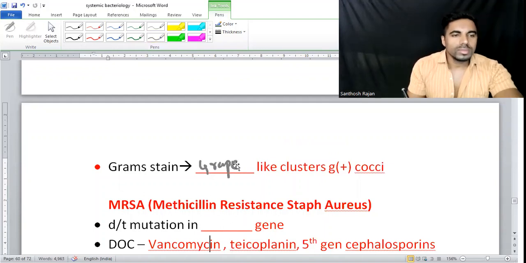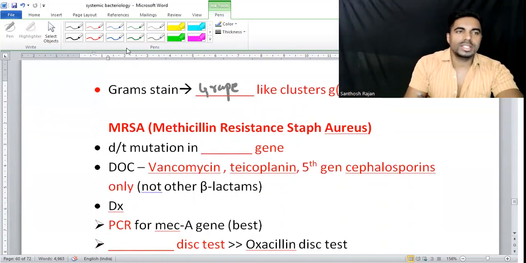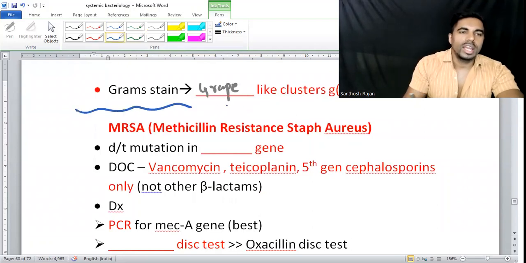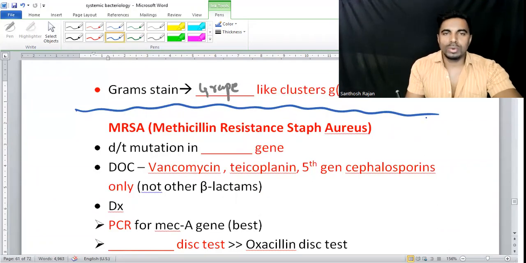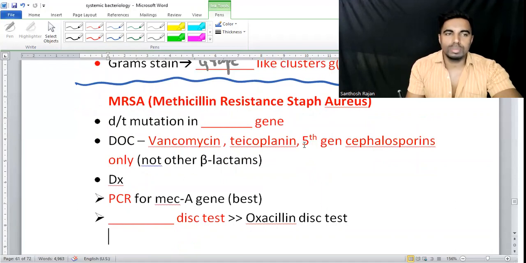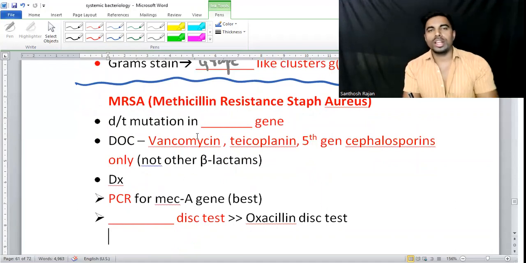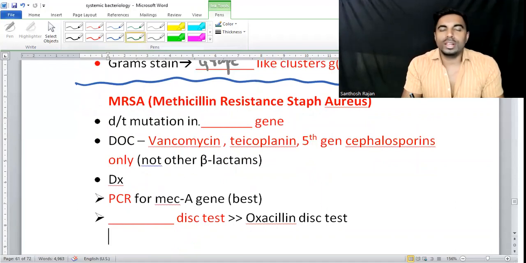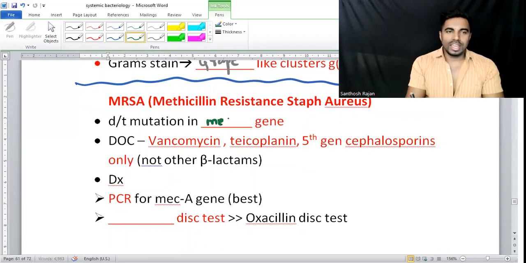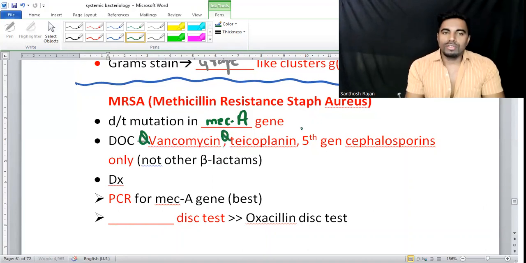Now there's an important one, MRSA. You must have heard this frequently recently. MRSA has an important role in hospital acquired infections. It is resistant to many drugs, so that is also a frequently asked question. Which gene gets mutated in MRSA? It's the mecA gene. So what's the drug of choice? Methicillin resistant means the drug of choice would be vancomycin only. If vancomycin also is not working, go with teicoplanin or fifth generation cephalosporin.